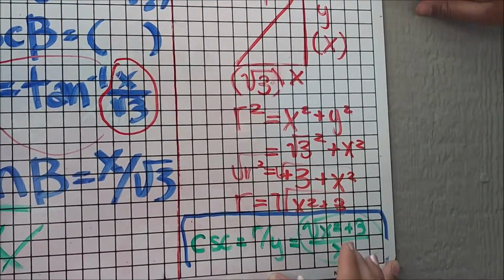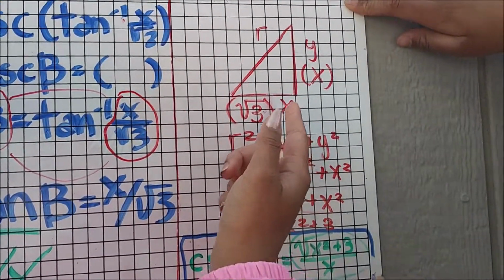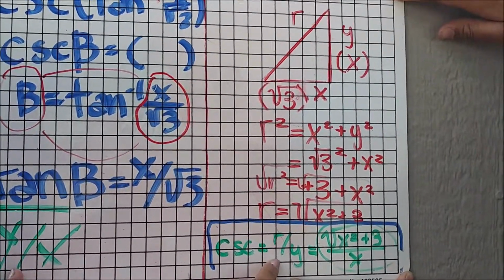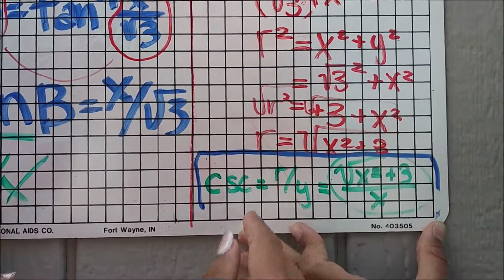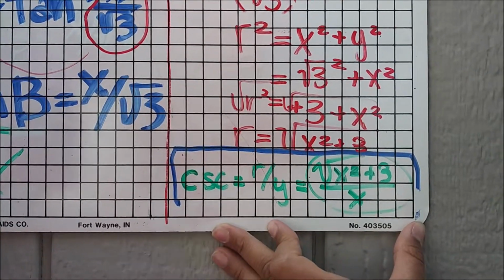And then the problem asks us to find the cosecant of this problem. So therefore, cosecant, which is equal to r over y, and we have all of those variables, so it would equal the radical of x squared plus 3 over x.